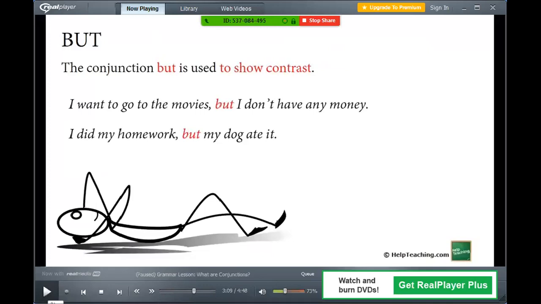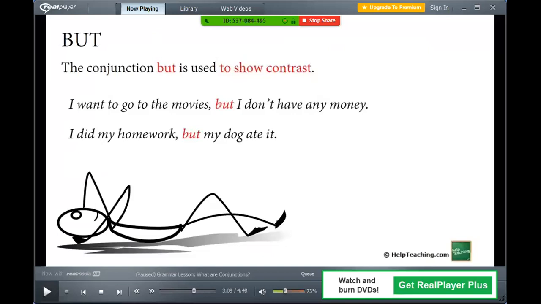Right. So when we come to the conjunction but, the conjunction but is used to show contrast, show difference. For example, you say, I want to go to the movies, but I don't have any money. So you want to go to the movies, to watch movies, to go to the cinema. But there's a reason that will make you not go. It's because you don't have the money.